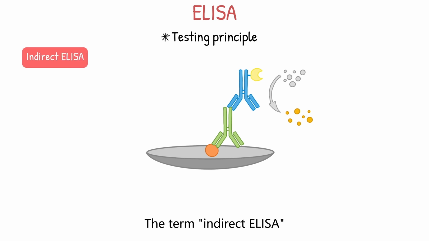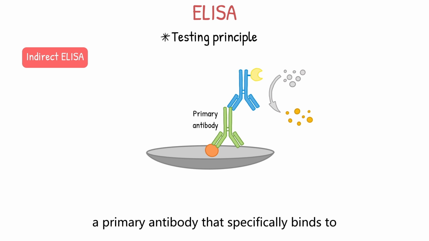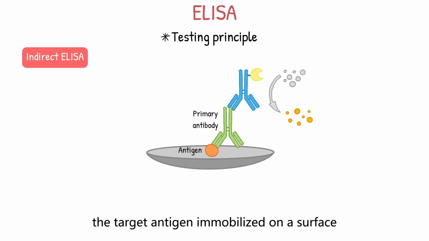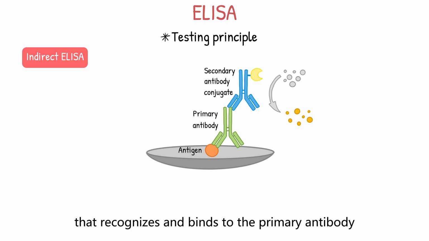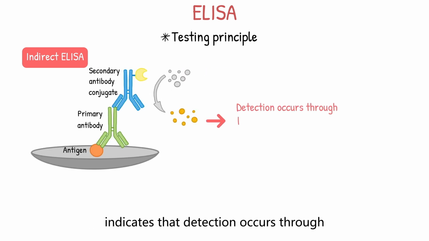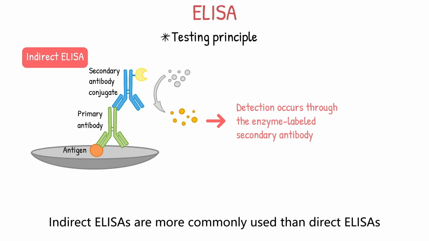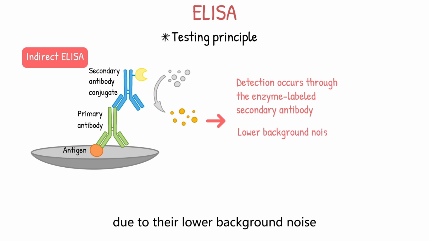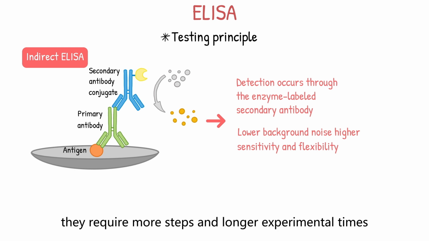The term indirect ELISA refers to an ELISA technique using two antibodies, a primary antibody that specifically binds to the target antigen immobilized on a surface, and a secondary enzyme-labeled antibody that recognizes and binds to the primary antibody. The term indirect indicates that the detection occurs through the enzyme-labeled secondary antibody, not a labeled primary antibody. Indirect ELISAs are more commonly used than direct ELISAs due to their lower background noise, higher sensitivity, and flexibility. However, they require more steps and longer experimental times.